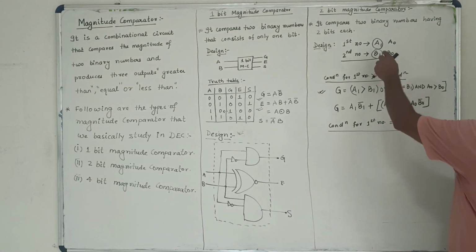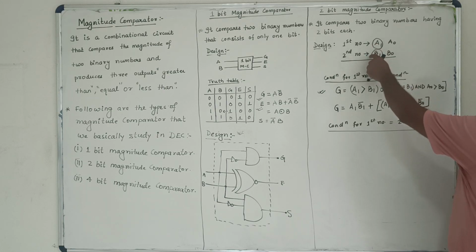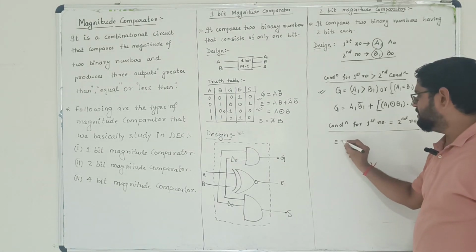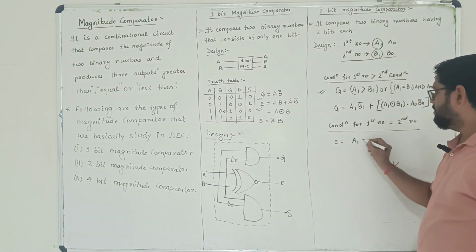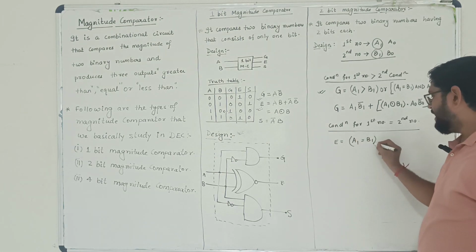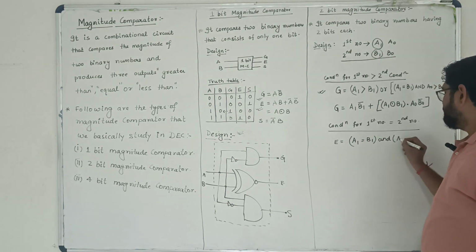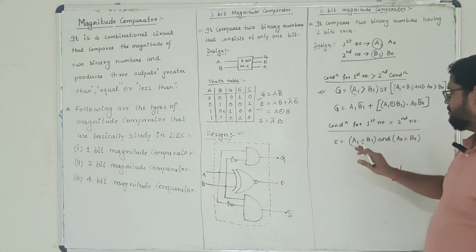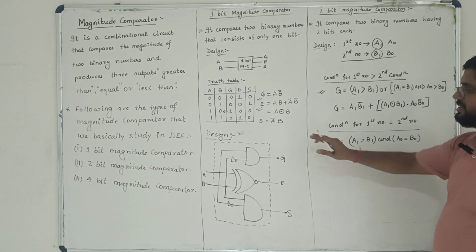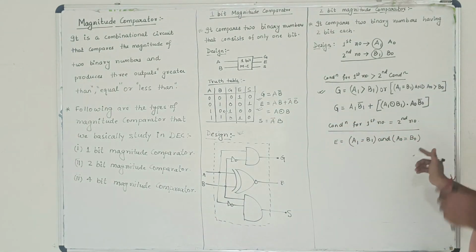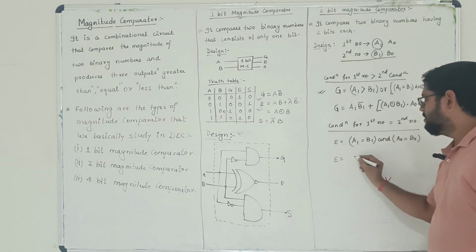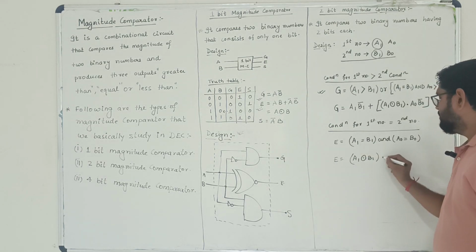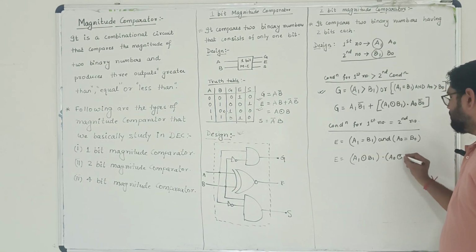So for first number equal to second number, you have to look for a1 equals b1 and a0 equals b0. So how is it possible? We can write it as E equals a1 equals b1 and simultaneously a0 must be equal to b0. Now, for the condition a1 equals b1 and a0 equals b0, we'll just have the comparison from this one-bit comparator and we'll be able to write the expression. So E equals a1 XNOR b1 and a0 XNOR b0.